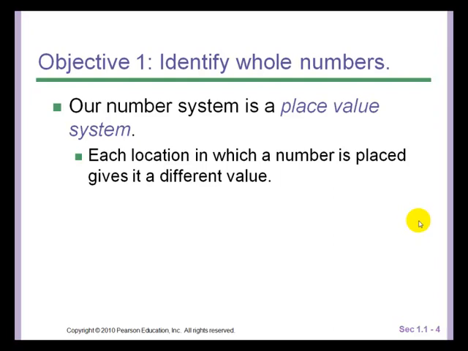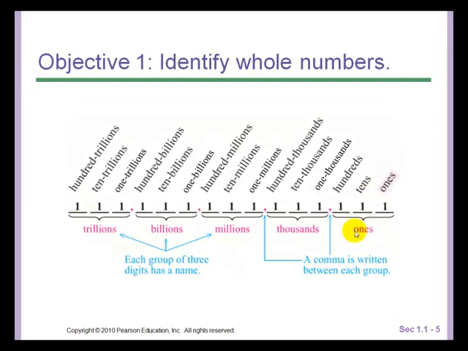Our number system is a place value system. What this means is that each location in which a number is placed gives it a different value. So here are the locations. Notice we have ones, tens, hundreds, and then that pattern repeats. 1,000s, 10,000s, 100,000s, 1 million, 10 millions, 100 millions, 1 billions, 10 billions, 100 billions, 1 trillions, 10 trillions, 100 trillions, and so on. So we have different group names. The first is the ones group name, then the thousands, millions, billions, and trillions. Notice how there is a comma separating each one of the group names.